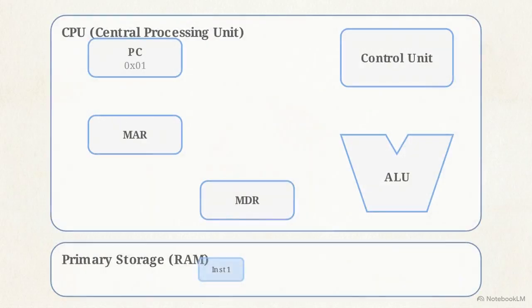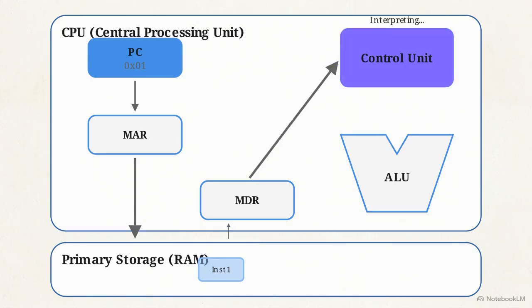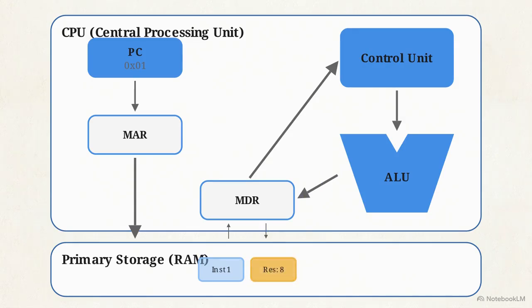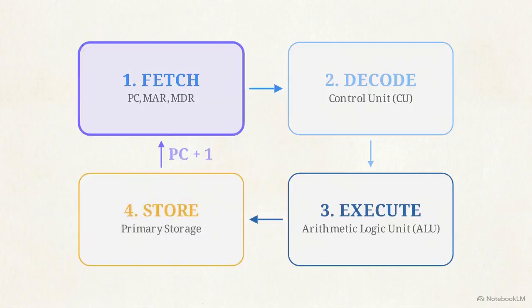During fetch, the system uses the PC, MAR, and MDR to retrieve instructions. In decode, the control unit interprets the action. Next, the execute phase uses the ALU to perform the calculations. Finally, store saves the finished result to memory. Once stored, the program counter finger advances to the next line of the recipe. This instantly triggers the entire cycle to start all over again.